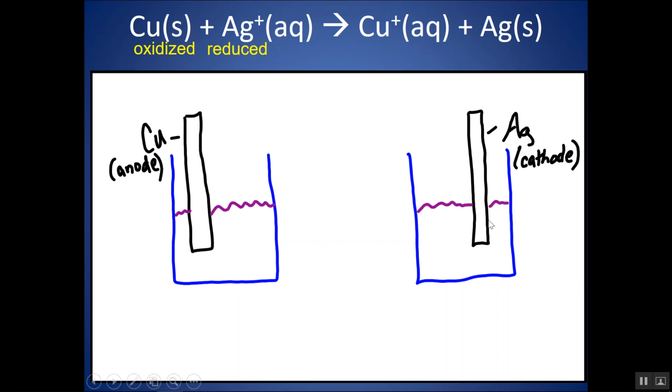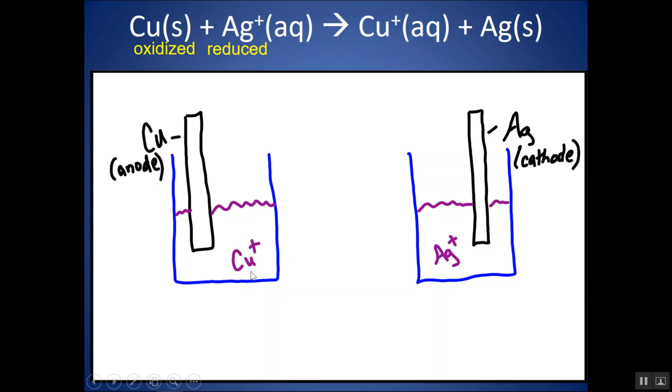Okay, so then we need solution in here. In here, you don't necessarily need the Cu+ to start with. As you see, it's being made over time, but over time you will get Cu+ built up. In here, I actually need the Ag+ to start with, or else no reaction is going to happen. It is actually the thing that gets reduced. It is actually the thing that is a reactant.